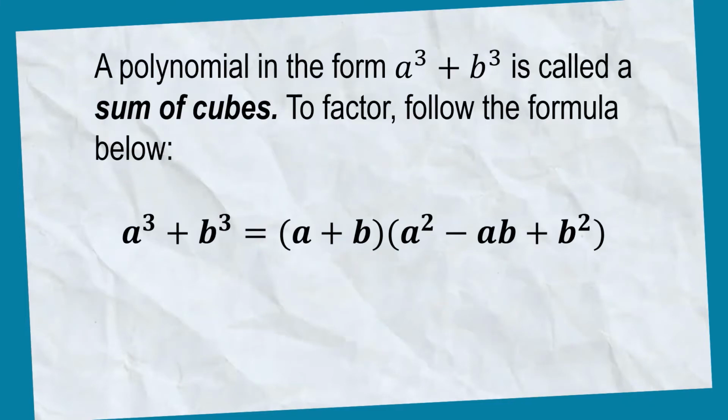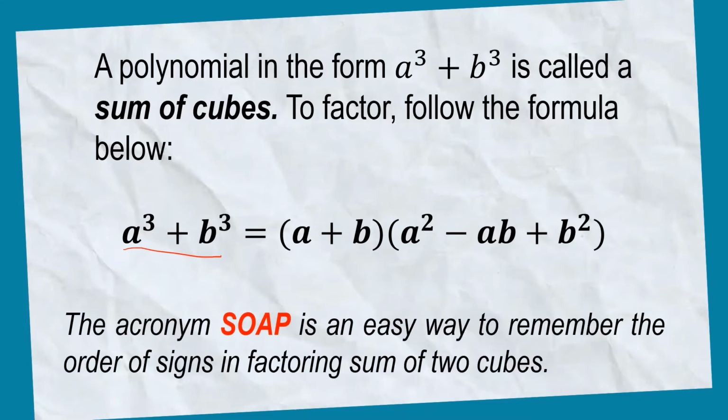Let's proceed. A polynomial in the form a cubed plus b cubed is called the sum of two cubes. To factor, we need to follow the formula below. We have a cubed plus b cubed is equal to the product of the binomial a plus b and the trinomial a squared minus ab plus b squared. Meron po tayong note dito.